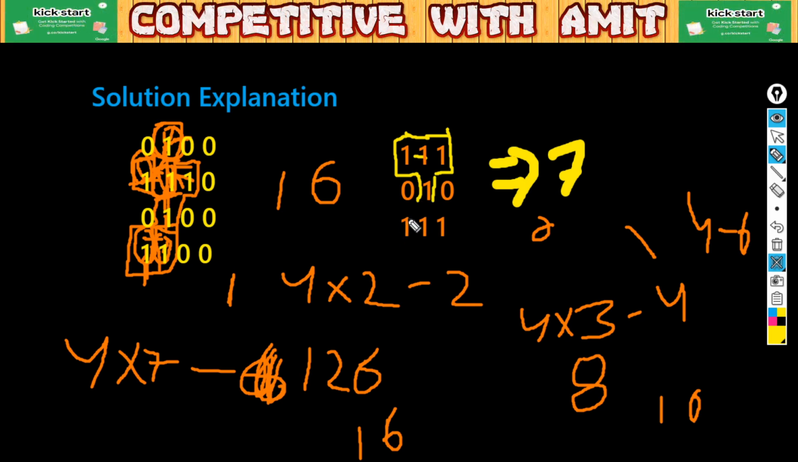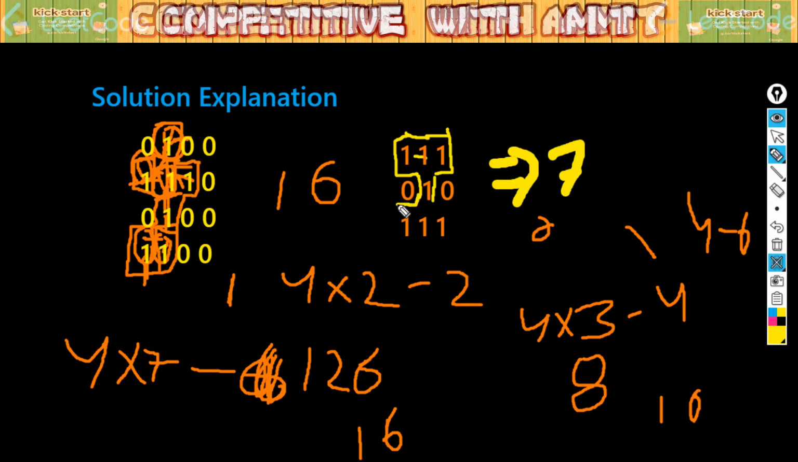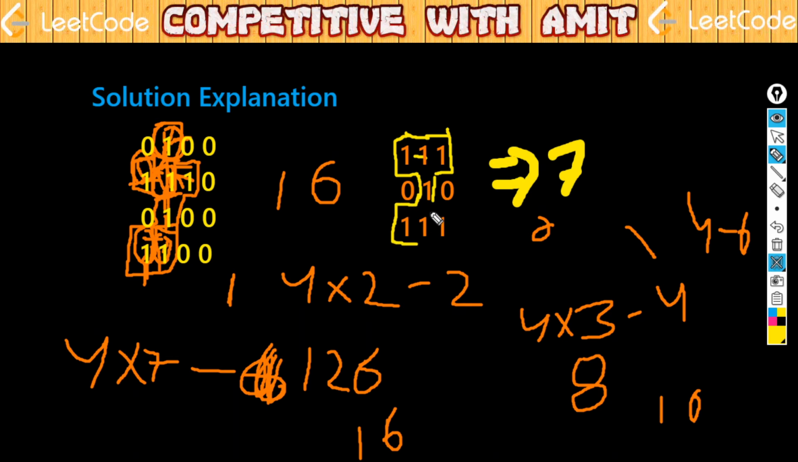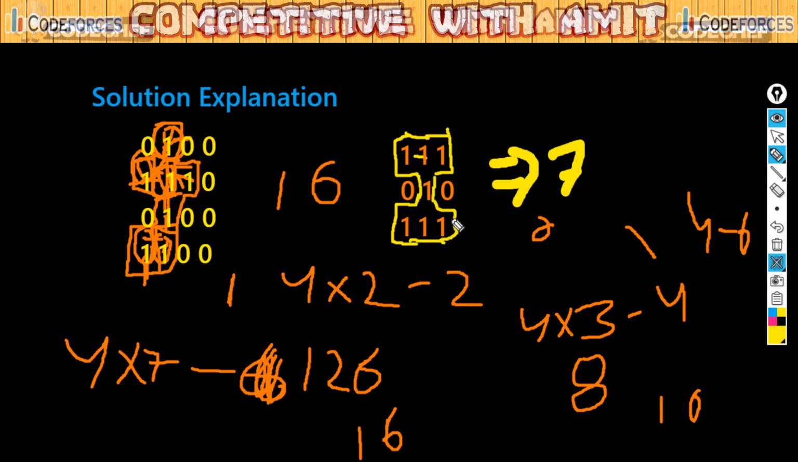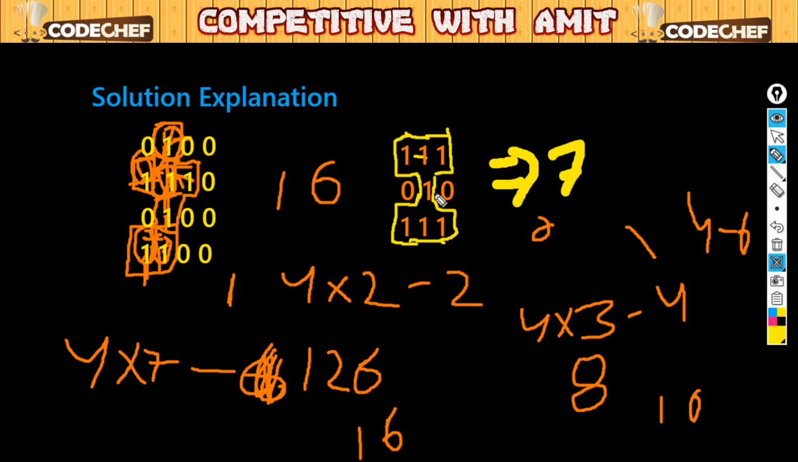Now we will again consider the same thing for this one, so these three lines will be constructed. Now we will take for this one also, so the same thing will again happen. Now we will take for this one also, so this will again happen. So in this also we can easily find it.